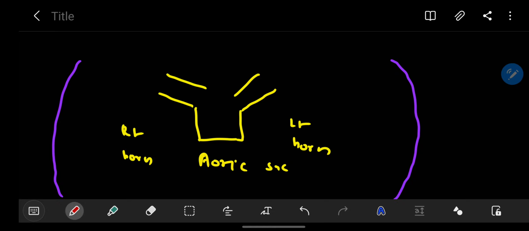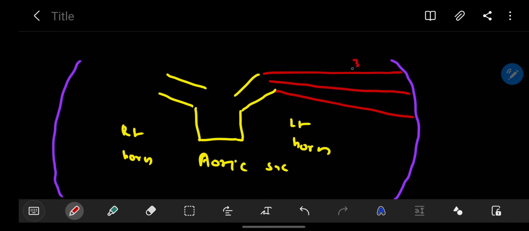So we have 6 arch arteries. Of that, the fifth one will disappear. So altogether we have 5 arch arteries. These are the arch arteries. This is the third arch artery, fourth arch artery, and fifth arch artery.